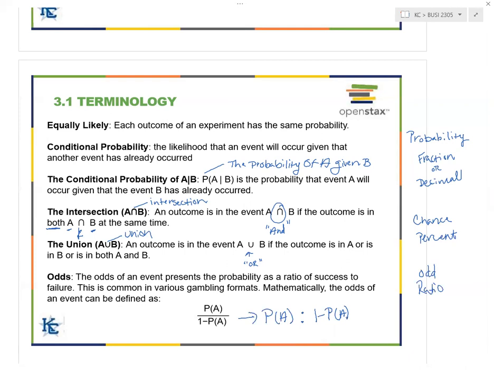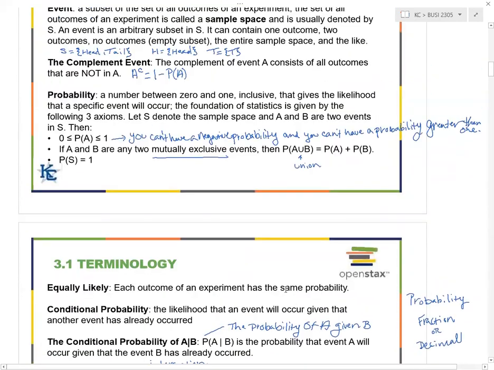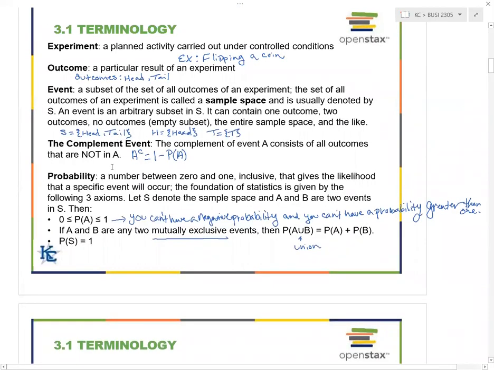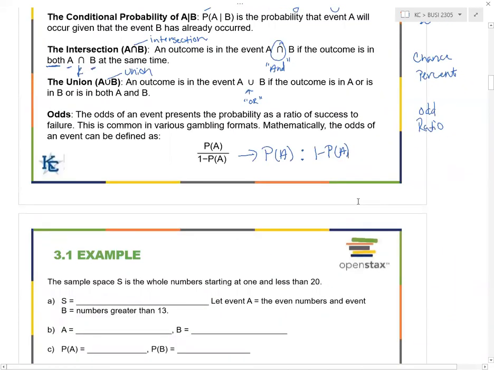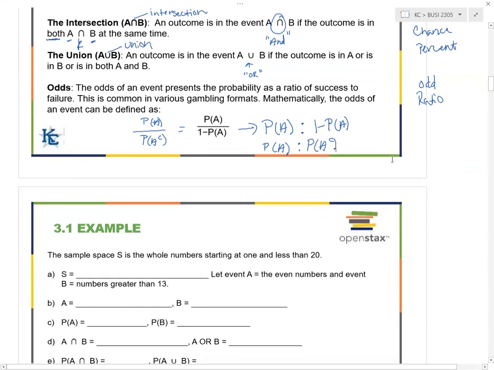Mathematically, the odds of an event can be defined as the probability of A over 1 minus the probability of A. Well, we talked about in the previous slide that 1 minus the probability of A is just A complement. So that's all you're finding when you're doing the ratio. You're simply doing the probability of A over the probability of A complement. Or again, you could write it as the probability of A as a ratio to the probability of A complement.